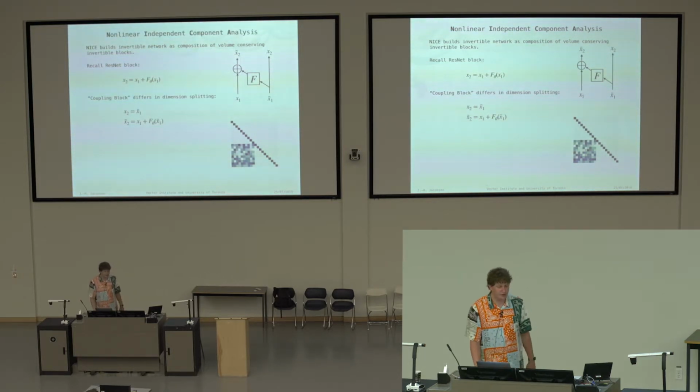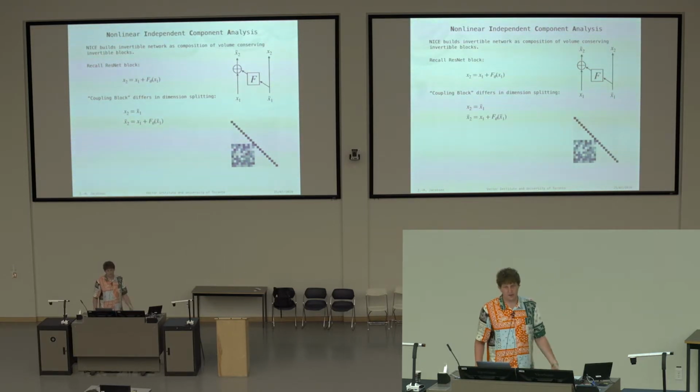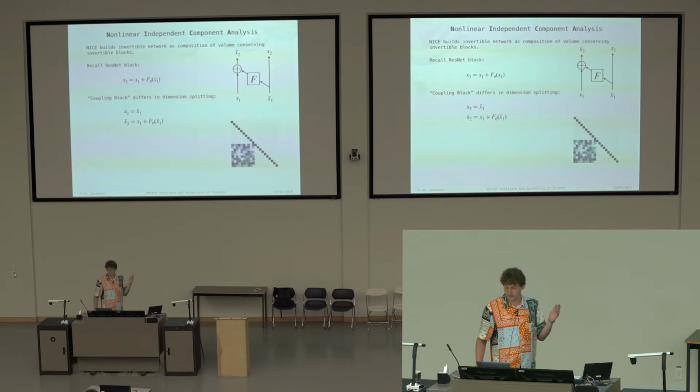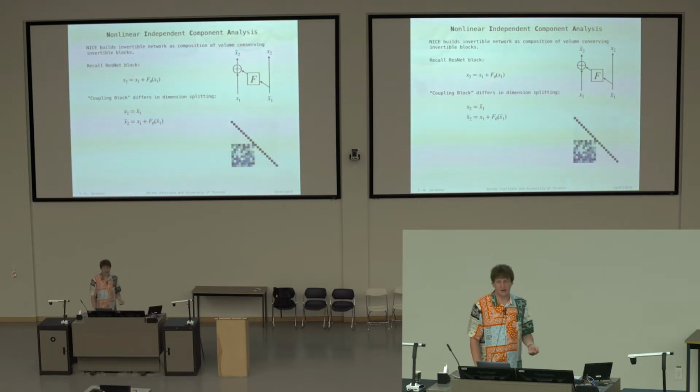And what this gives you, you see here on the bottom right how the Jacobian of this looks. The Jacobian is triangular. That means it's very easy to compute the log determinant of this Jacobian, which is really just the sum of the diagonal entries here.